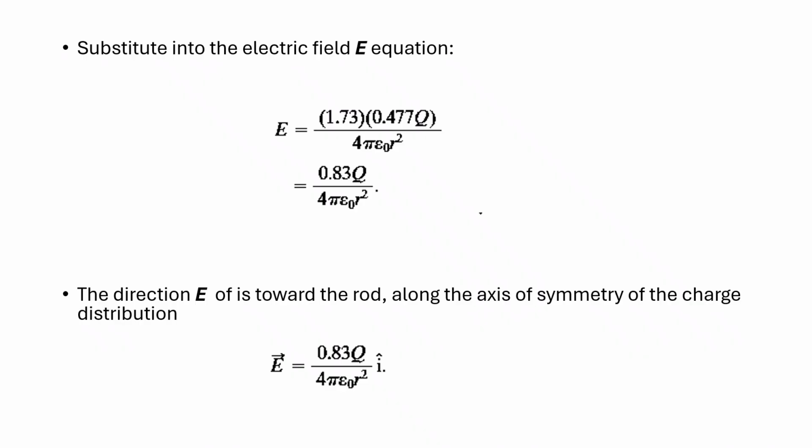The direction of E is toward the rod along the x-axis. Why toward the rod? Because the rod has negative charge, so the negative charge will receive the electric field. That's why you have positive i hat. Positive i hat means the direction is the unit vector along the x-axis.